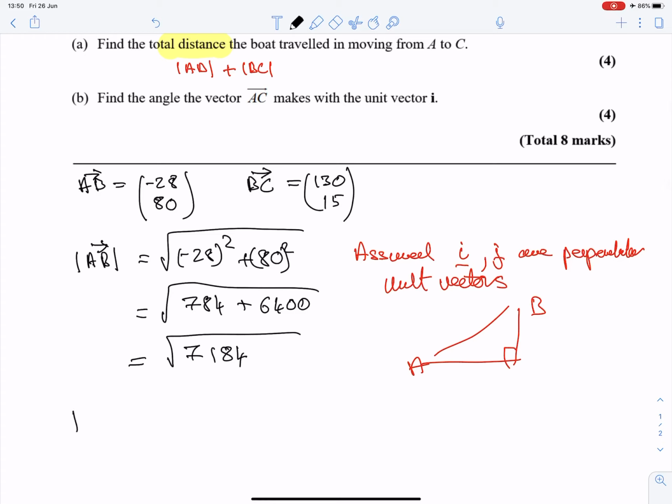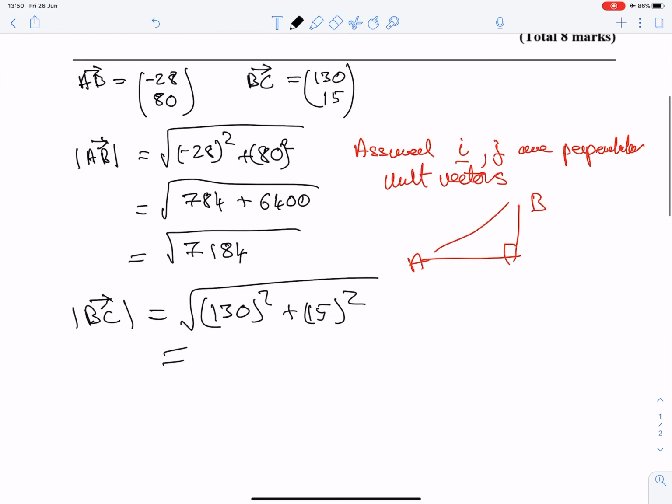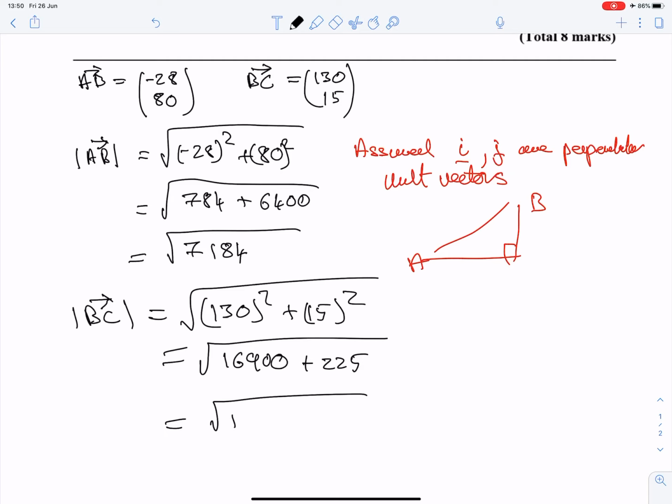We will need it in a minute, but let's do the magnitude of B to C, the length from B to C. So that's going to be 130 squared plus 15 squared, square rooted. So 130 squared, 13 squared is 169, and then we get 0 times 0, plus 225. So it's the square root of 17125.